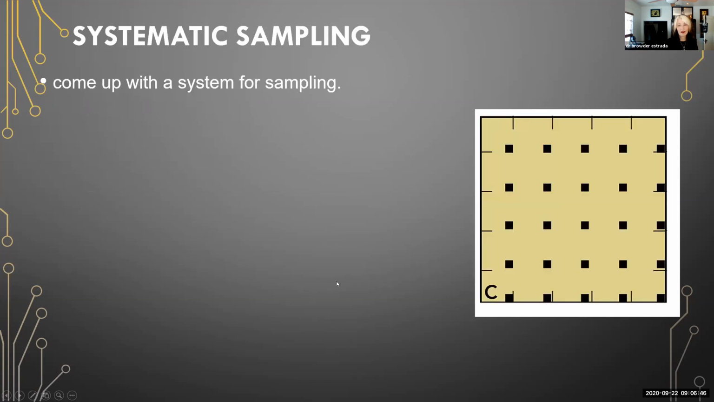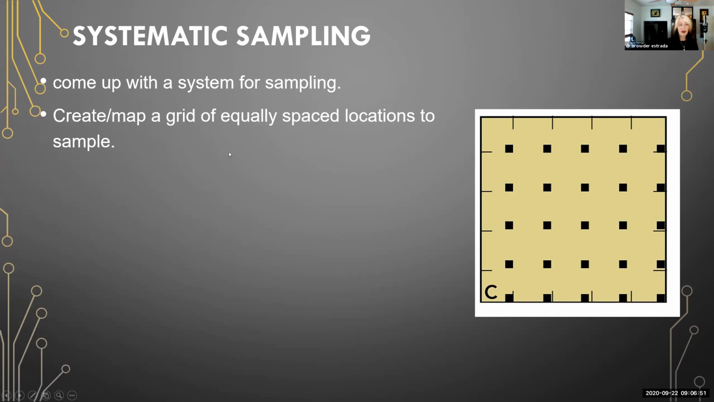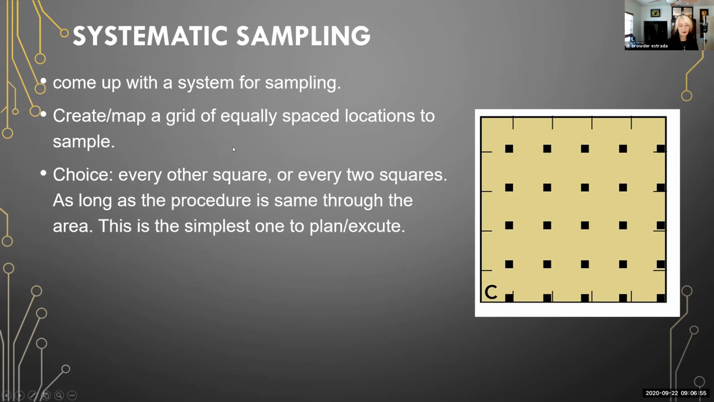Systematic. Well, systematic's easy to chart out, right? So in this one, everything's mapped to the grid or a map of equally spaced locations. And then you just decide, are you going to do every other square, every 2 squares, simplest one to plan and execute.